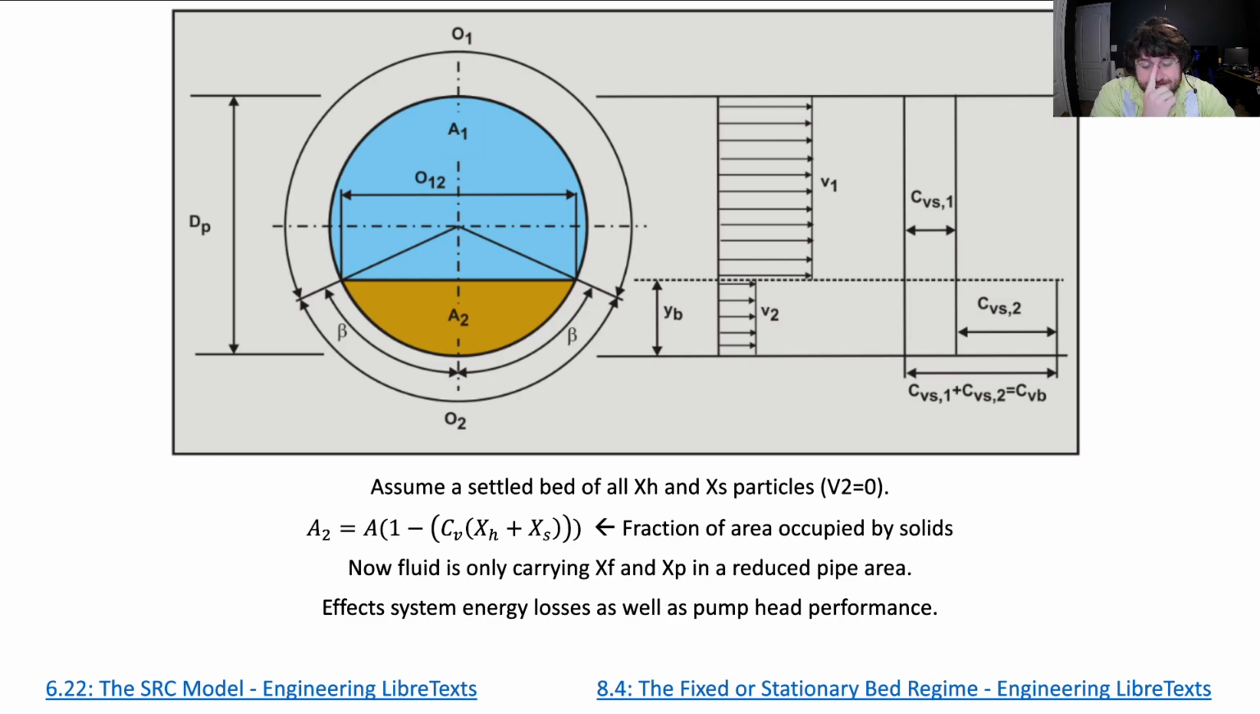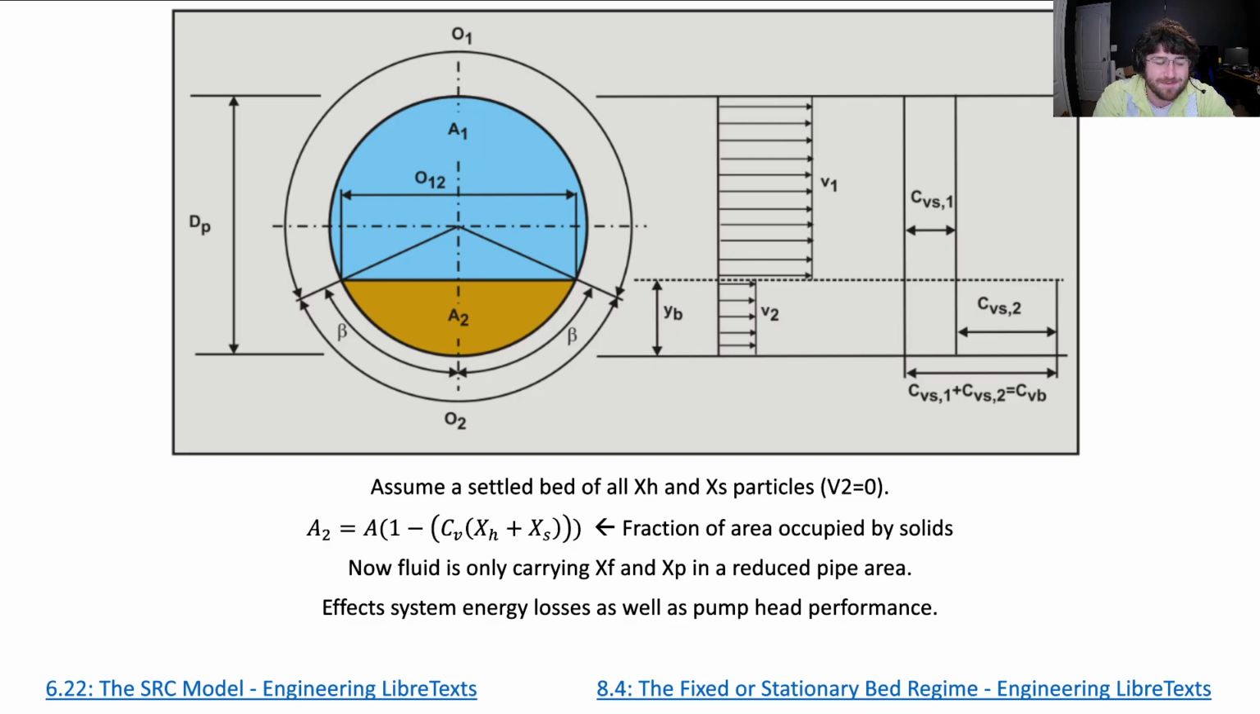So the first step I did, I said, well, I'm going to assume that I have a bed where all the XH and all the excess particles are settled. That means that V2 equals 0. Then I said, well, it's also packed 100%, which is not possible for these particles, right? You're going to have some flow going through them. But maybe this will be close enough.